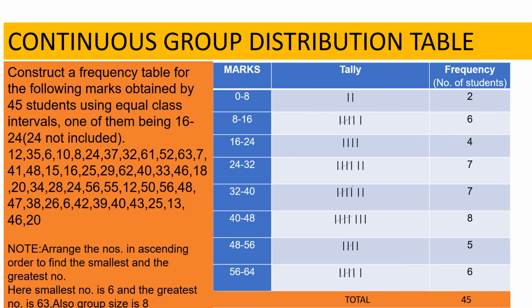The main point you have to remember is that the upper limit is not considered over here. We consider only the lower limits. For example, if you want to enter the number 56, again I am reminding you, 56 is considered only in the lower limit, that is, we enter the number only in the class group 56 to 64. So this procedure you have to follow. Hope you understood what is meant by continuous group distribution table.